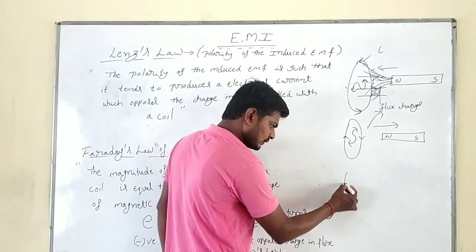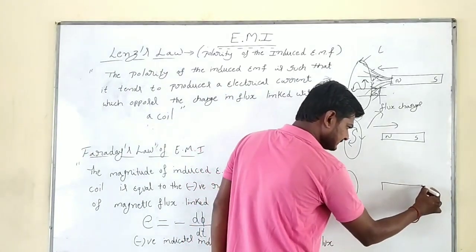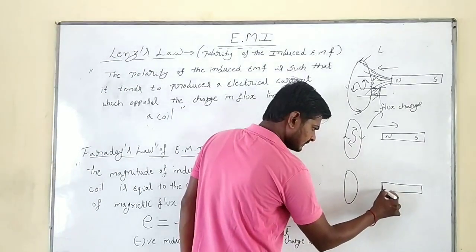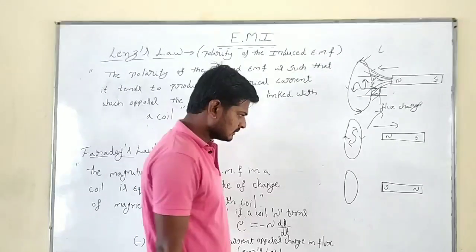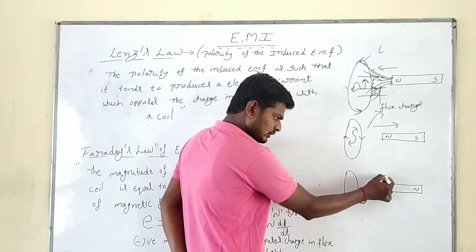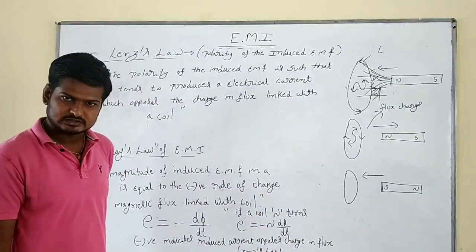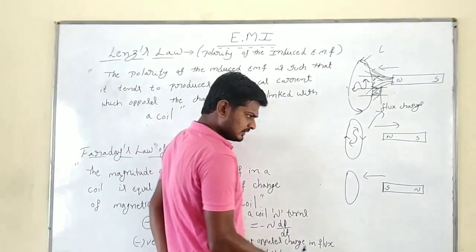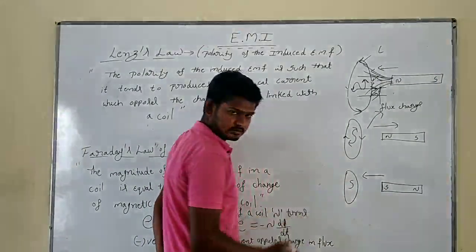Same way, when I take a coil, I take a magnet. This will be south pole and this will be north pole. Now, when I move the south pole towards the coil, again it will be the same thing. Here the face of the coil is going to become south.